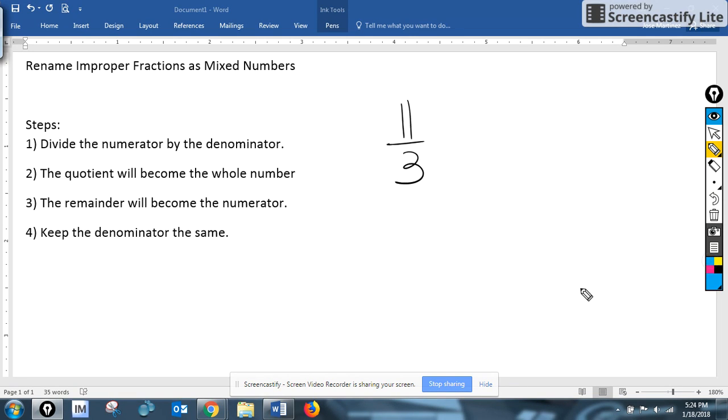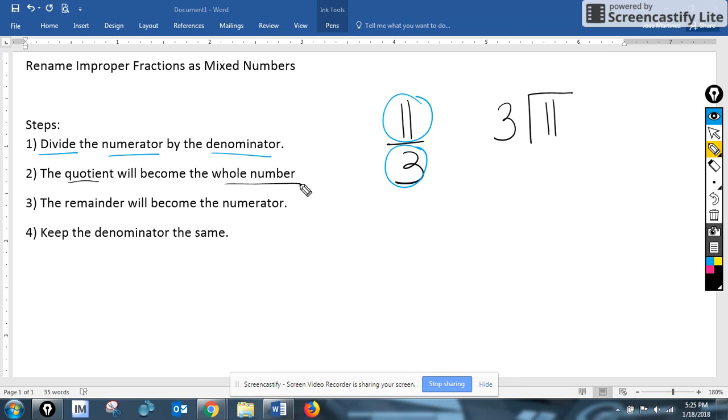Step number 1, divide the numerator, the top number, by the denominator, the bottom number. So I rewrote this as a division problem like this. 11 divided by 3. Step number 1. Step number 2, the quotient will become the whole number of my mixed number.